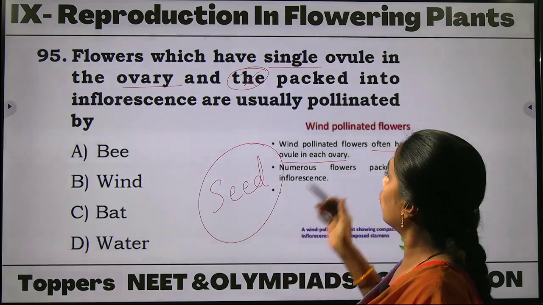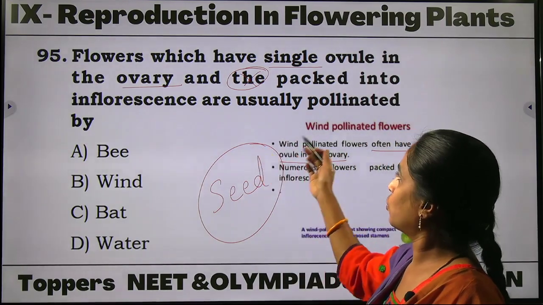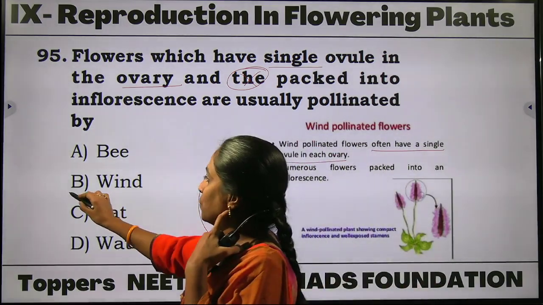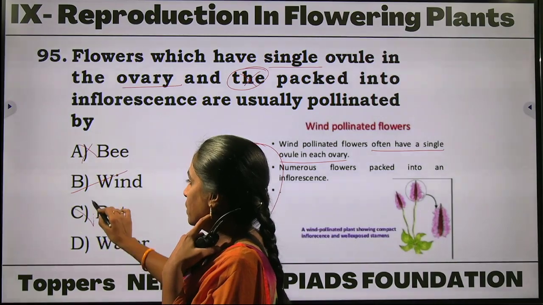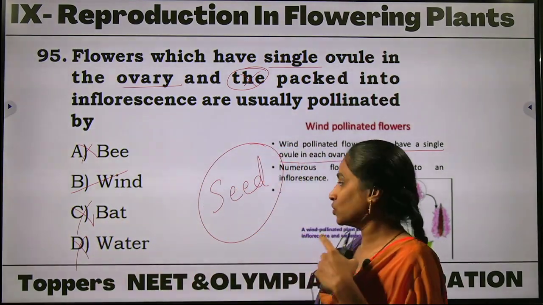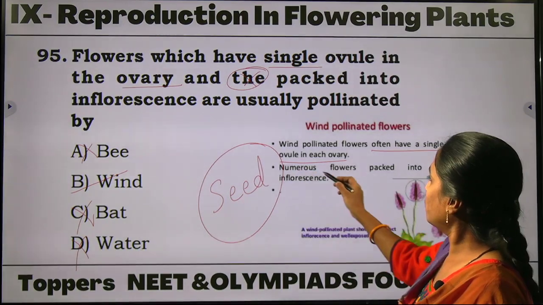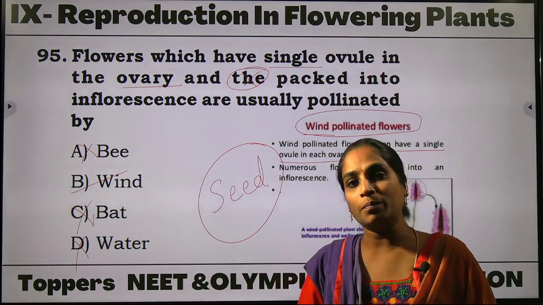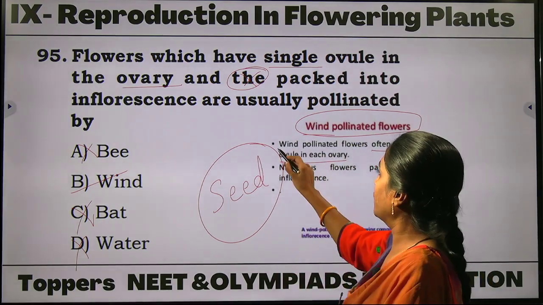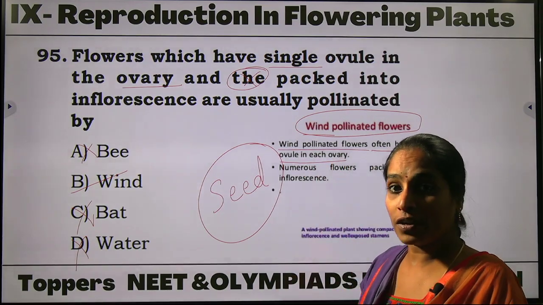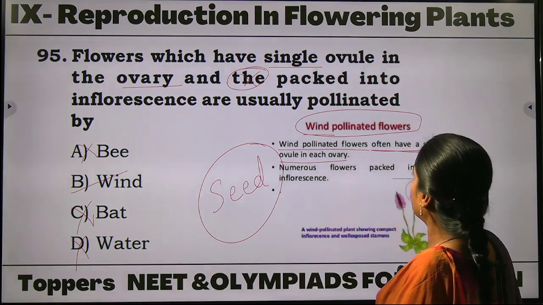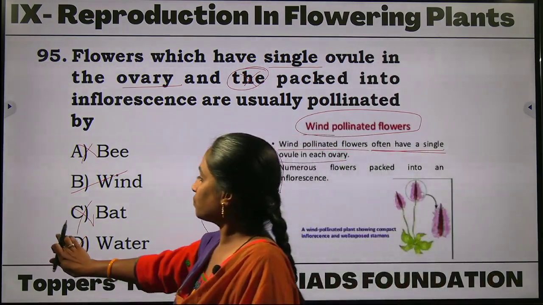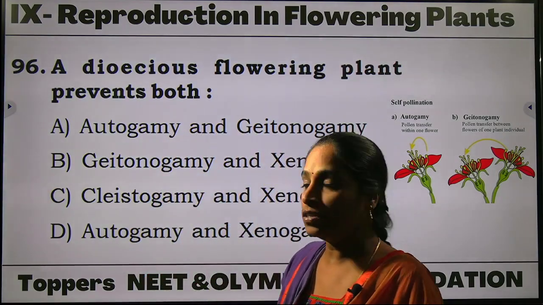Okay, so the flowers with a single ovule in the ovary and packed into the inflorescence are usually pollinated by, okay, the wind, not by the bees, not by the bat, and not by the water. Numerous flowers packed in an inflorescence. So what kind of flowers are these? The grass family plant flowers are considered wind pollinated flowers. What kind of ovary and ovule do they have? They have a single ovary with a single ovule in each ovary. Understood? Right. Coming to the next question.